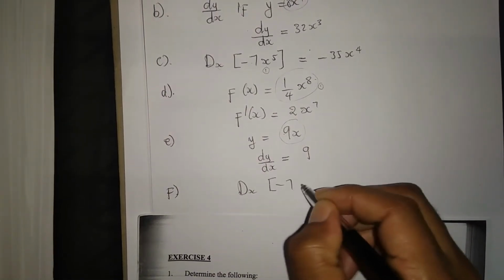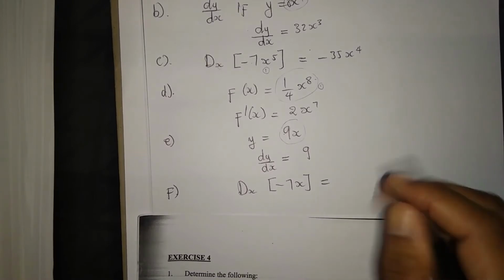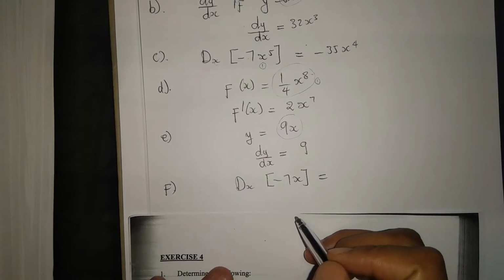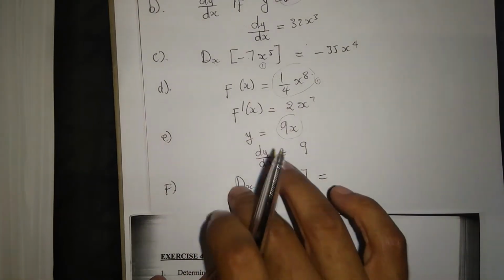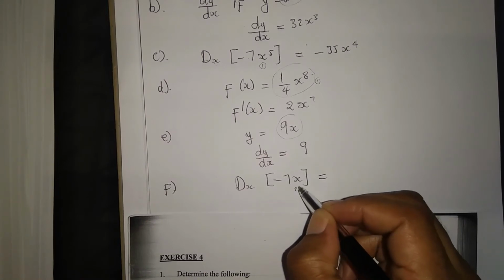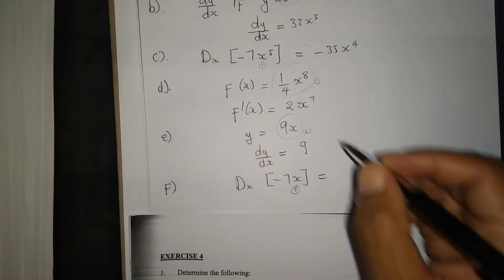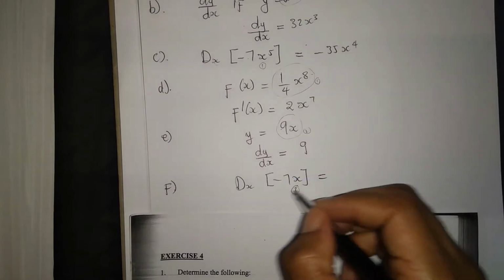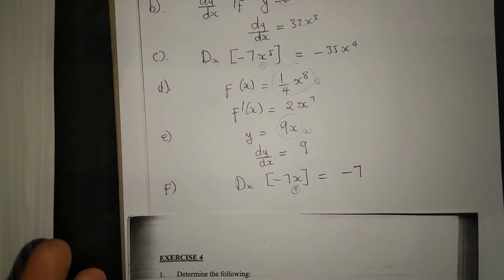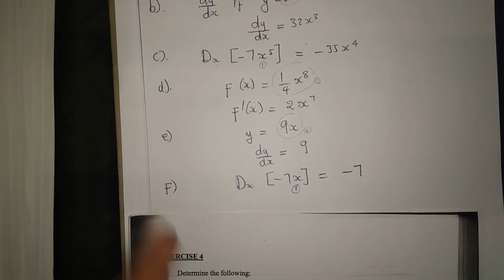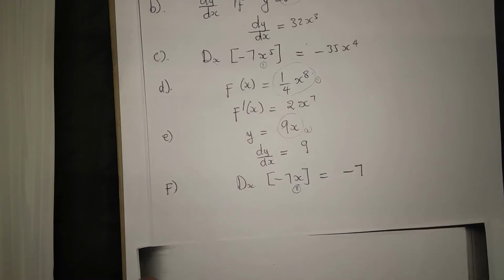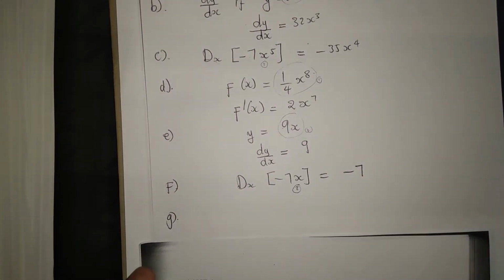F, d over dx, open bracket, minus 7x equal to. So therefore, after finding a derivative, you just remove the brackets for the symbol d over dx. So lana, this is rule number 2 again. Now rule number 2. So let's find a derivative of minus 7x, which gives minus 7. This is rule number 2, you just drop x, then kuzoba yiloya i-derivative yakho.